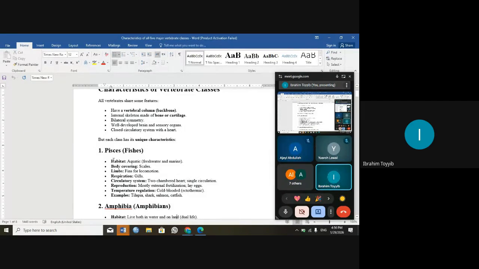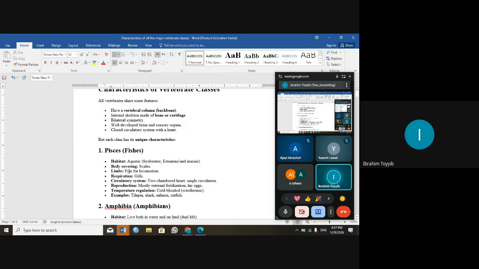Pisces. The habitat of fishes is aquatic, and aquatic can be freshwater, marine, and what? Estuarine. So you can have estuarine. The body of fishes is covered with scales.